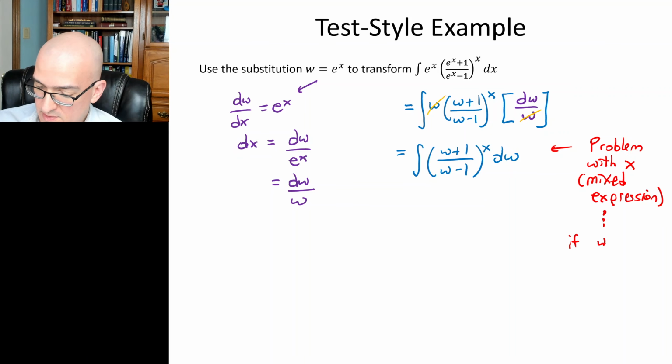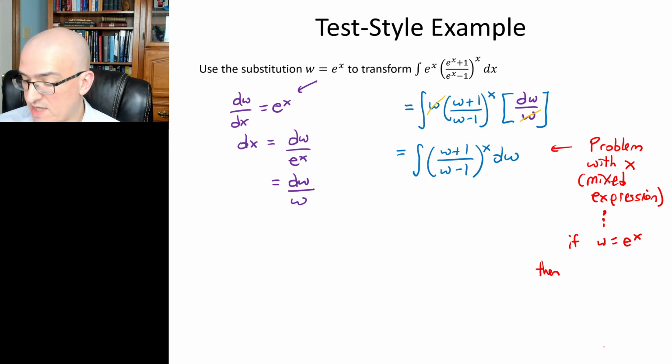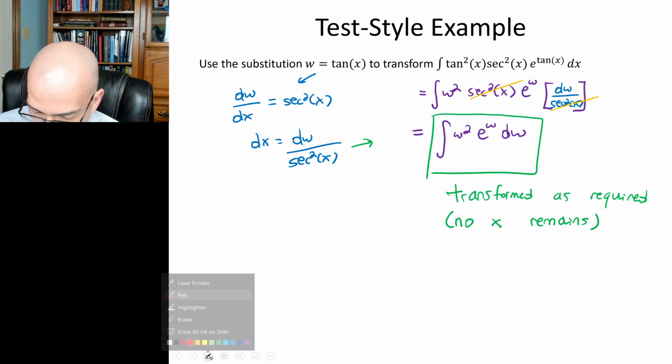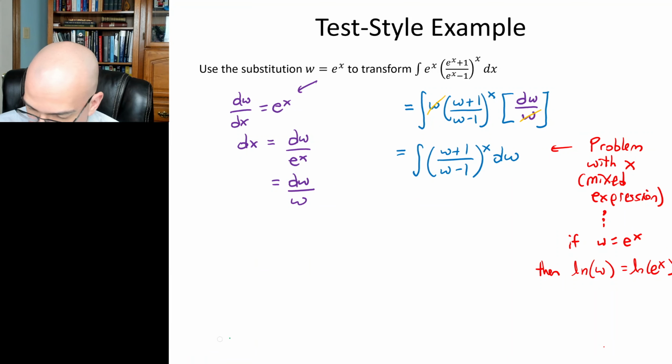If w is equal to e to the x, then let's take the ln of both sides. ln of w is the ln of e to the x. We have a cancellation law. So cancel ln e. So x is equal to ln of w. And we'll substitute that in.